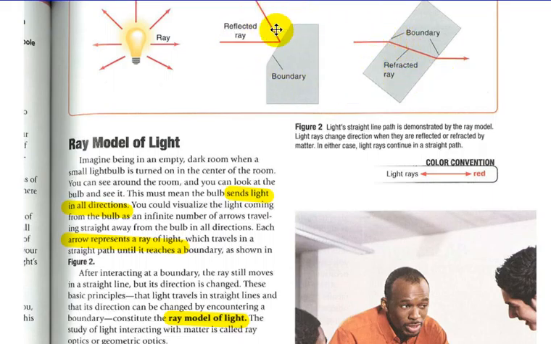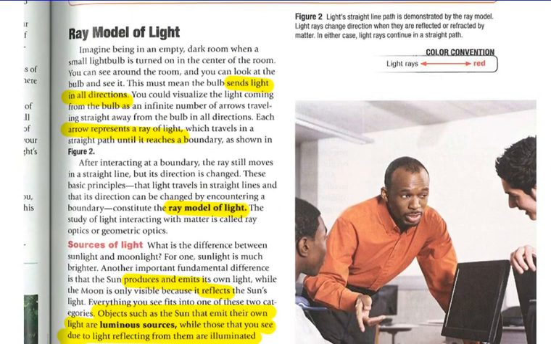So that's the next, PW2 and PW3, reflection and refraction. After interacting with the boundary, the ray still moves in a straight line, but its direction could be changed. These principles, that light travels in straight lines and its direction can be changed by encountering a boundary, constitute the ray model of light. The study of light interacting with matter is called ray optics or geometric optics.